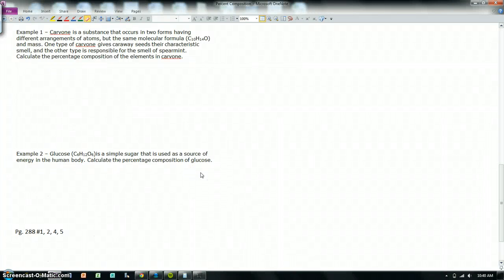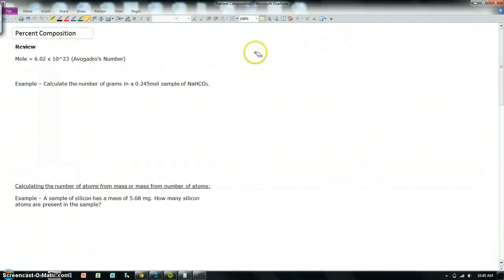Hi gentlemen, the focus of today's video is on calculating percent composition. This is going to lead us into our discussion on determining the chemical formulas, which we'll talk about after we talk about percent composition next class.